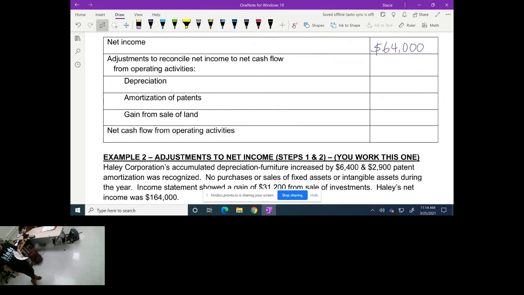Do you think we'd add it back or take it away? We're trying to get back to cash. Take it away. Well, it's already been taken away. The $64,000 includes depreciation expense. So you want to add it back because it is not cash. Remember, we're trying to get back down to cash. I know it's strange. This is not my favorite chapter. We're going to add it back.